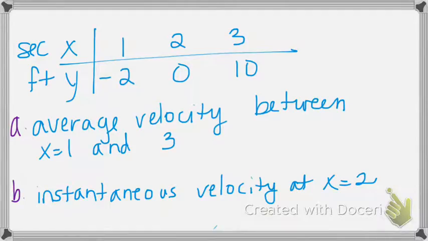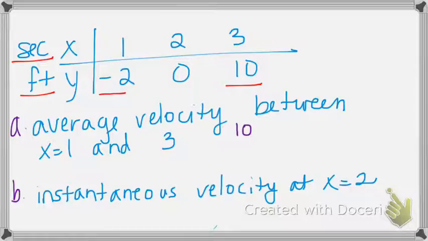Okay, so if I want to find the average velocity between x equals 1 and 3 of this table, notice that I'm given some more information. X is in seconds, y is in feet, so that's really important as I'm trying to find the velocity. I do need to have units since this means something. So I'm trying to find it between 1 and 3. Remember that this just represents slope. So it's just like what we've been doing.